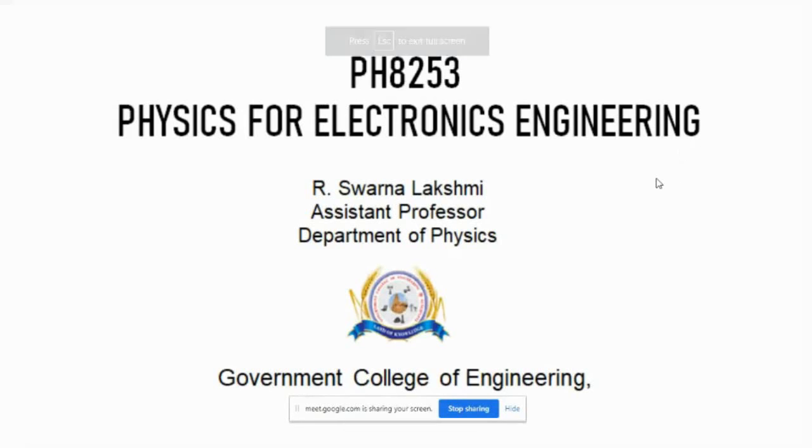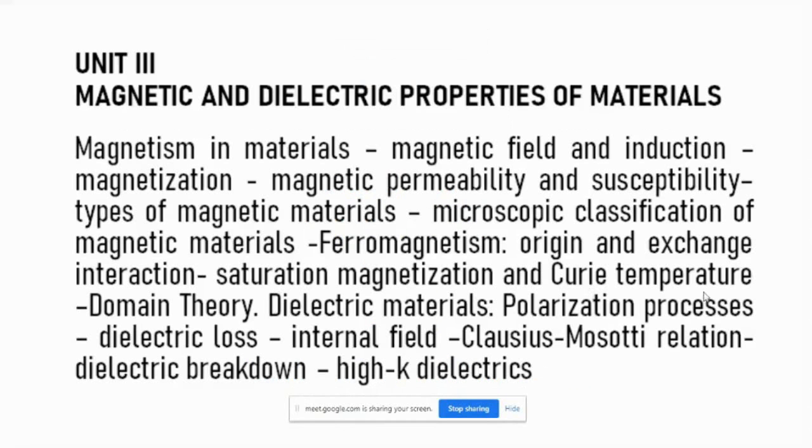Welcome to the course PH8253 Physics for Electronics Engineering. We are dealing with magnetic and dielectric properties of materials, Unit 3. In today's class, we will be discussing the types of magnetic material.